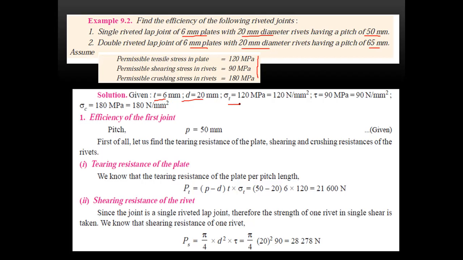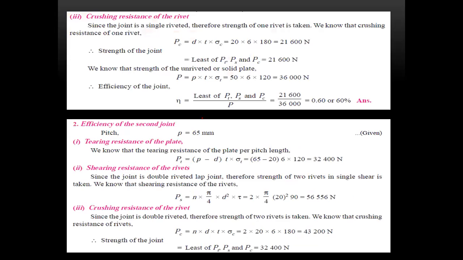Now find the efficiency of the first joint. P is equal to 50 mm. Therefore, the tearing resistance of the plate Pt is equal to (p minus d) t into sigma t. That is equal to 21,600 newtons. Shearing resistance of the rivet Ps is equal to pi by 4 d square into tau. That is equal to 28,278 newtons. Next, crushing resistance of the rivet.